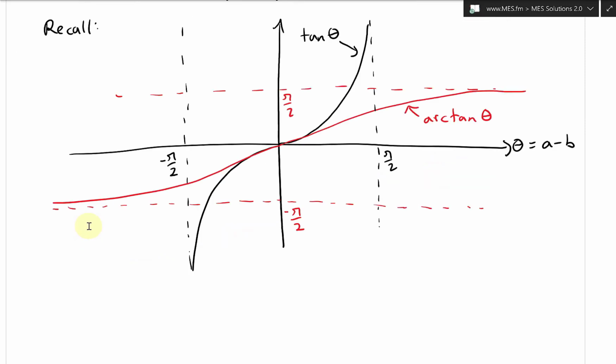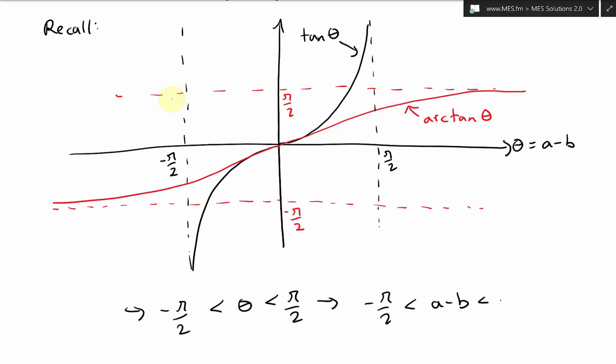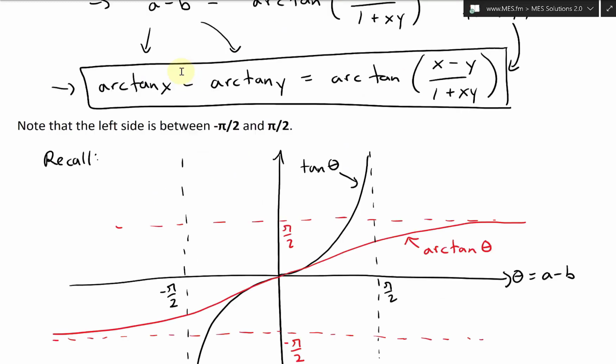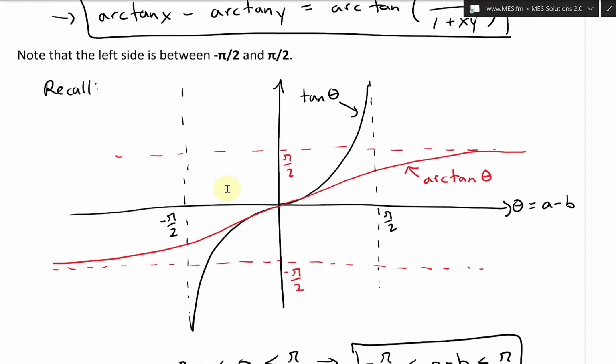Yeah, so thus, what we have is theta is between negative pi over 2 and pi over 2, like that. Where theta is just our, so let's go pi over 2, a minus b. So the left side is going to be between negative pi over 2 and pi over 2, like that. And that is the, quote, left side. That's just the left side right here.